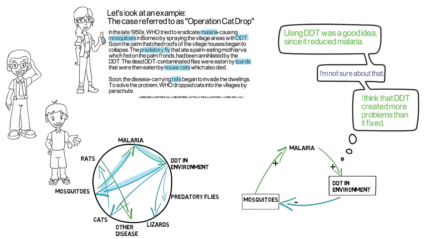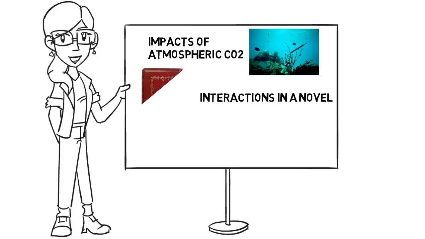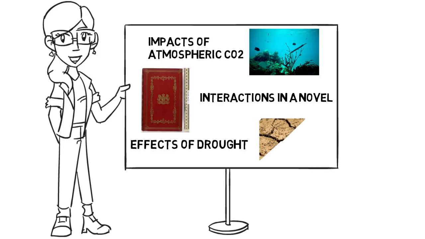This is just one example. Create a connection circle for almost anything that has multiple parts affecting one another. For example, impacts of atmospheric CO2 on the ocean, interactions in a novel, or the effects of drought on the economy or the environment.